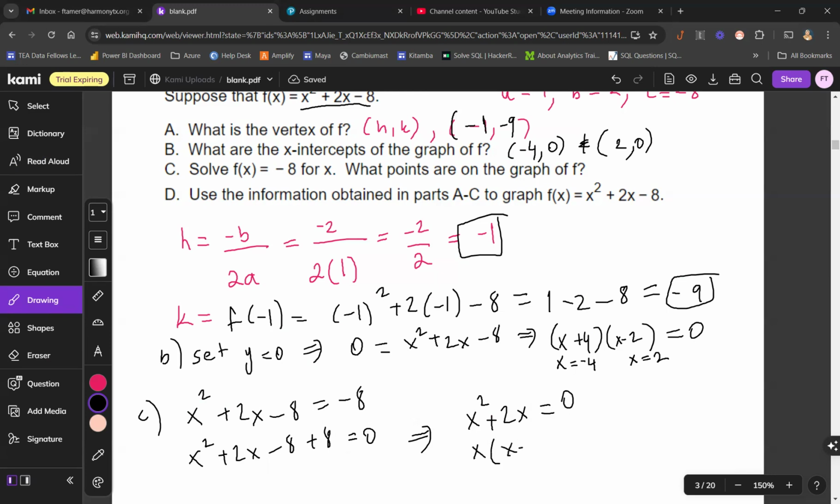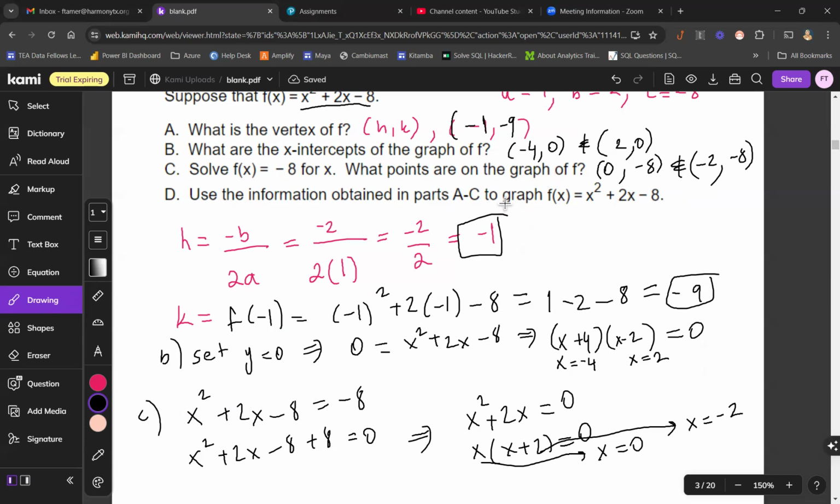Now I want to factor what I got. These are the factors. And when I set this one to 0, I get x equals 0. And when I set x plus 2 equal to 0, this gives me x equals negative 2. So this means the first point is x is 0 when the y value is set to a negative 8, and the x value is negative 2 when the y value is set to a negative 8. These two points are on the graph.